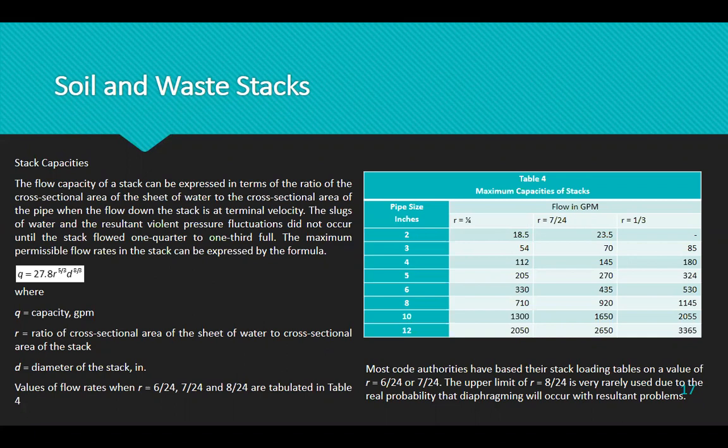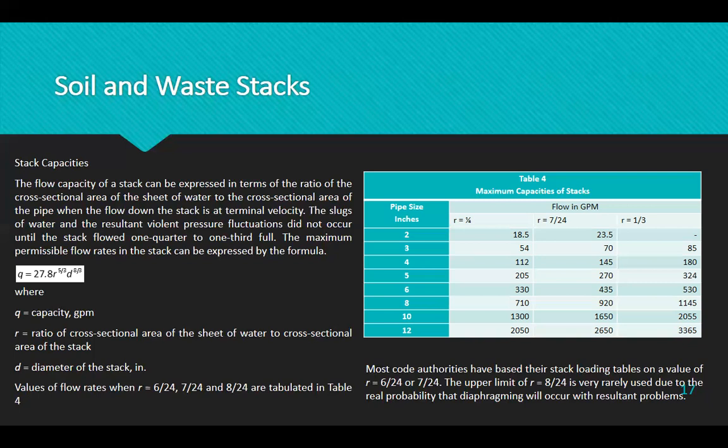These lags of water and the resultant violent pressure fluctuation did not occur until the stack flowed 1/4 to 1/3 full. The maximum permissible flow rates in the stack can be expressed by Q = 27.8 R^(5/3) D^(8/3). So Q is the capacity in GPM, R is the ratio of the cross-sectional area of water to cross-sectional area of the stack.